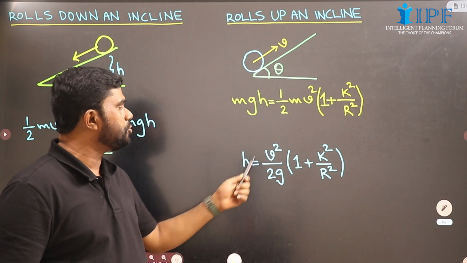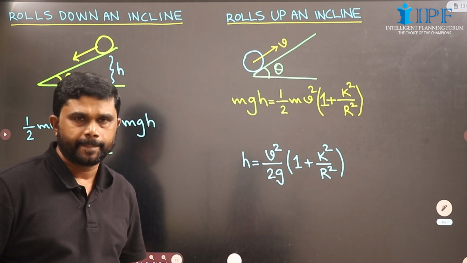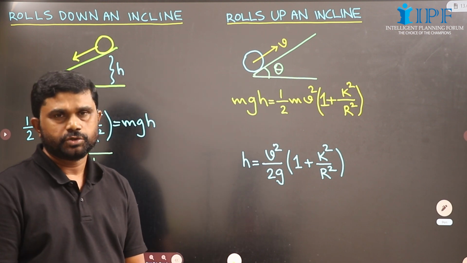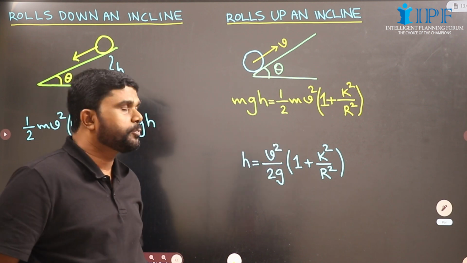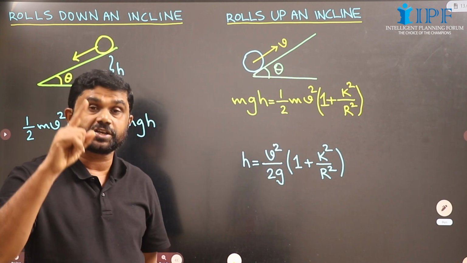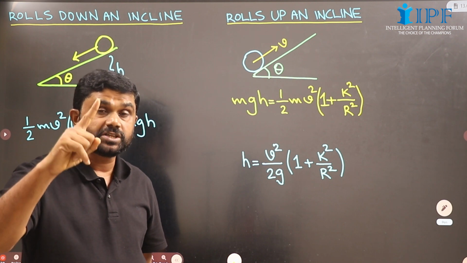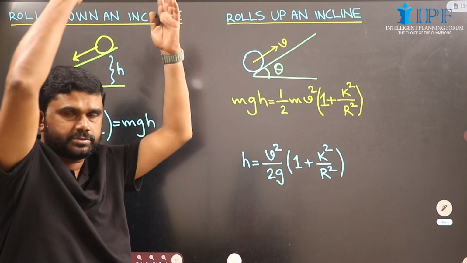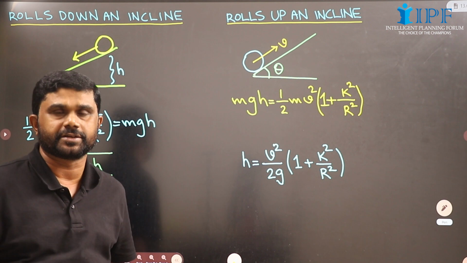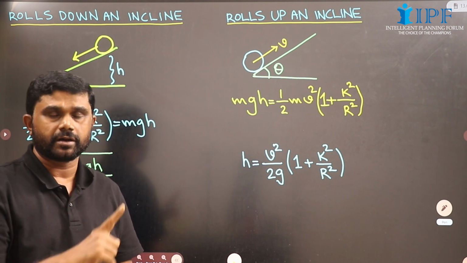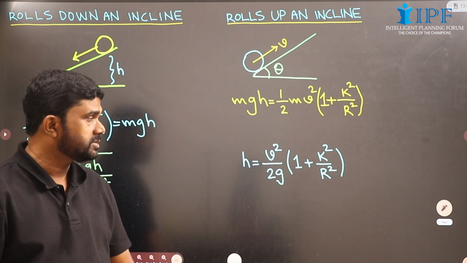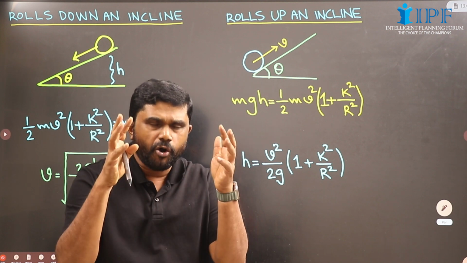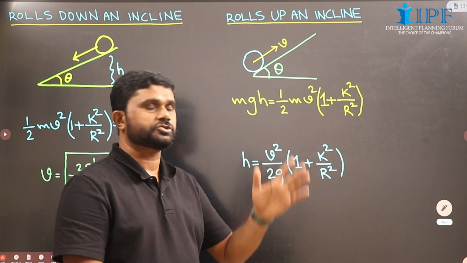Okay, so we will get h equal to v square by 2g into 1 plus k square by r square. So this is the maximum height up to which the body rolls up the incline. That also, see, is proportional to k square by r square. When k square by r square is more, the height up to which the body can roll will be more. Means if all the 6 bodies are rolled up the same incline with the same initial speed, ring and hollow cylinder will reach the maximum heights because those two bodies are having maximum k square by r square. Children, here also see, in all these expressions we have the ratio k square by r square.